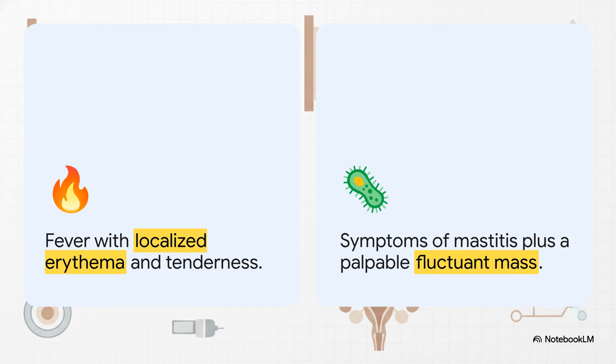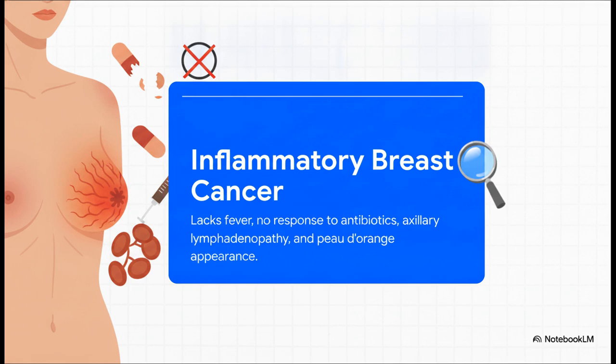Mastitis presents with fever, myalgias, and a red, tender, swollen breast quadrant. The move here is to continue breastfeeding or pumping and give analgesia and antibiotics. But if you feel a fluctuant mass, you're dealing with an abscess. That requires an ultrasound plus immediate drainage. Now, what if you have afebrile, unilateral breast erythema and swelling that simply doesn't respond to antibiotics? That presentation, especially accompanied by a peau d'orange appearance, points directly to inflammatory breast cancer.